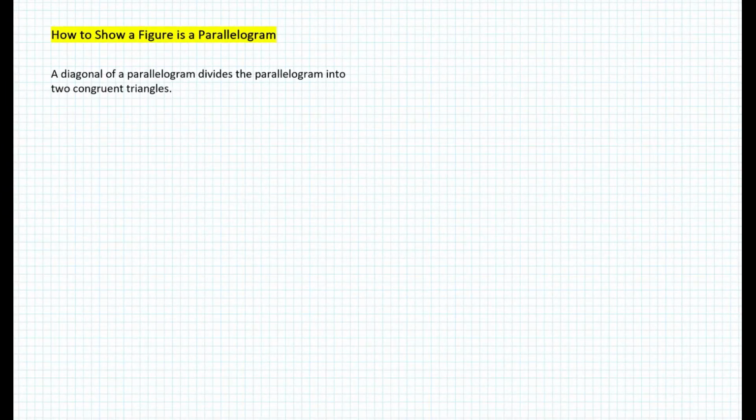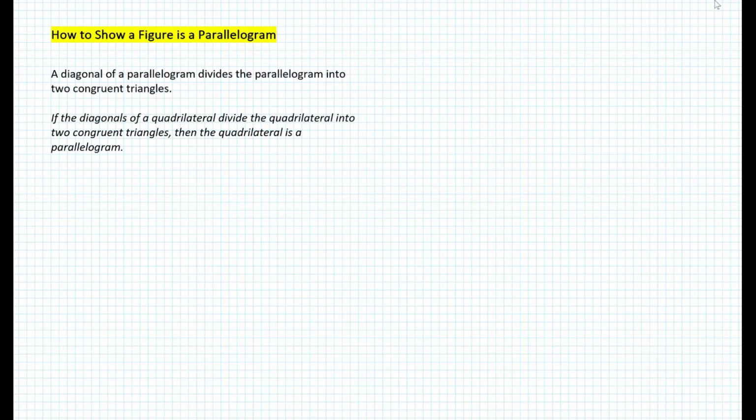So since here we want to show that the figure is a parallelogram, let's convert that property into the following. So basically we're saying if the statement is true: if the diagonals of a quadrilateral divide the quadrilateral into two congruent triangles, then the quadrilateral is a parallelogram. And that's what we're trying to figure out. Is this true or not?